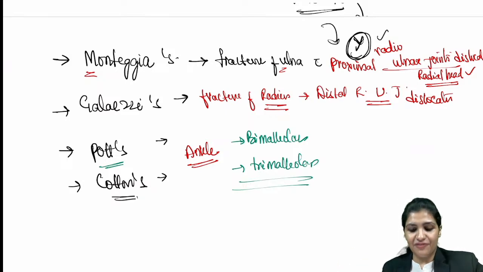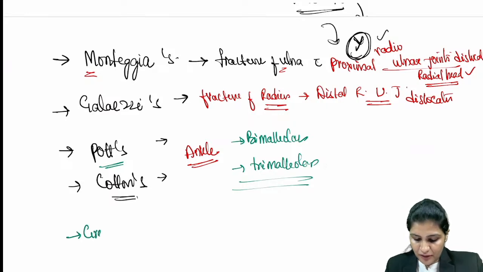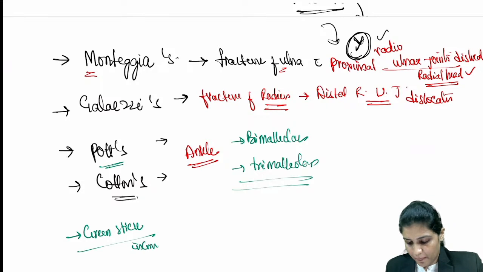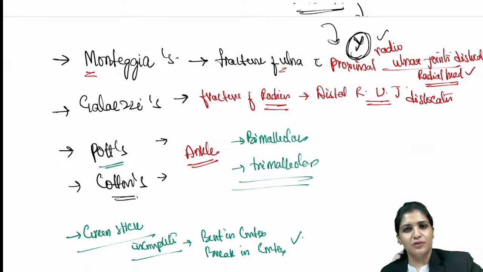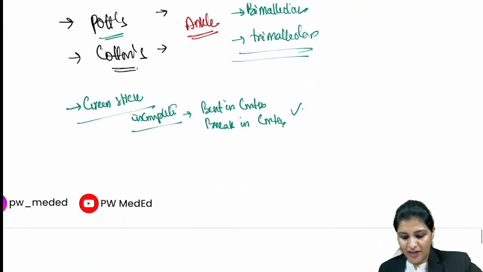And what is a green stick fracture? Green stick fracture is an incomplete fracture where you see a bend in the cortex. So one cortex is bent and there is a break in the other cortex. It's a type of incomplete fracture which is called the green stick fracture, right? So these are the certain important fracture names.